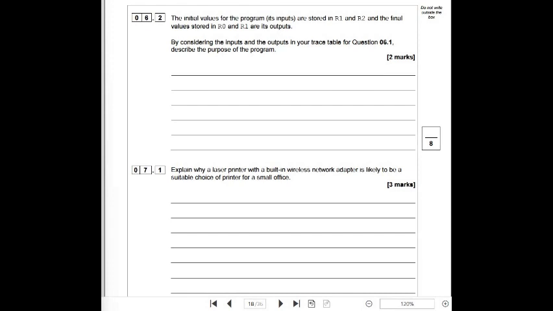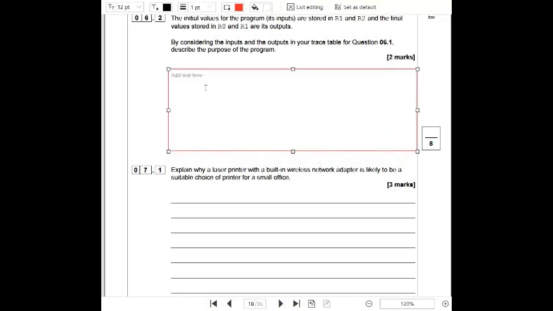Okay, so question 6, part 2. So the initial values for the program are stored in R1 and R2, and the final values are stored in R0 and R1, being the outputs. So by considering the inputs and the outputs in that trace table, we need to describe the purpose of the program. So the purpose is that it performs integer division and outputs the remainder. So if we were to say that, it would get us 2 marks. So it performs integer division and outputs the remainder. Nice and easy.